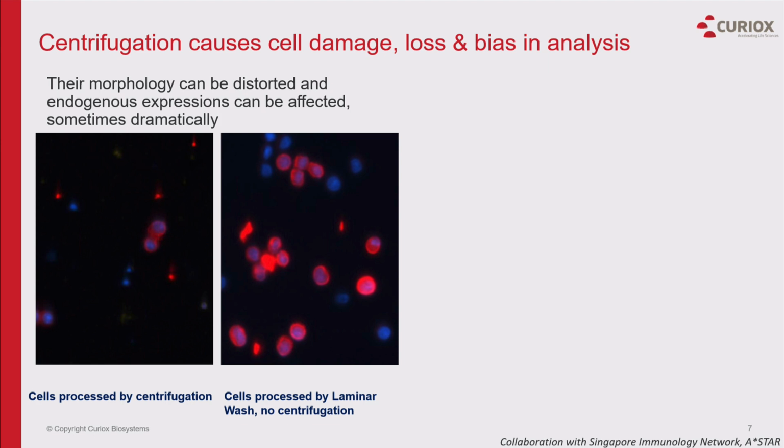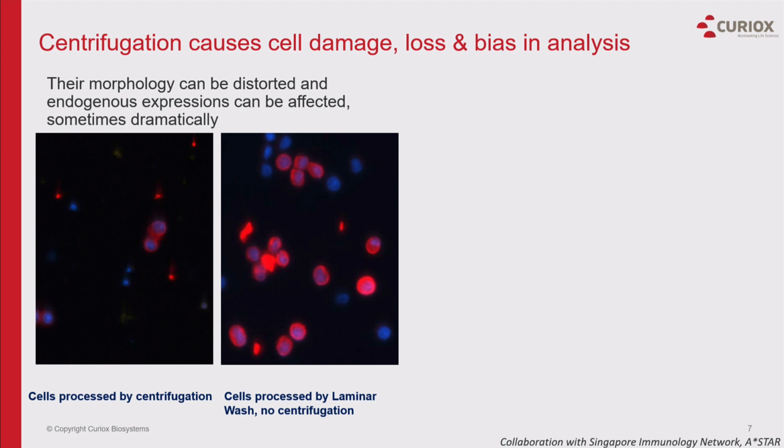And what I want to show you here is a nice picture of cells that were taken by immunofluorescence. On the left-hand panel, we have cells that are processed by centrifugation. On the right-hand panel, I can show you cells that were processed not using a centrifugation method, but using a laminar wash technology. And what I want to point out with these two panels is, on the left, you can see we have a fair amount of debris. We have a lot of cell loss, and we really have low expression of whatever endogenous or exogenous proteins that we are looking to stain, compared to the panel on the right that has not undergone any type of centrifugation method.